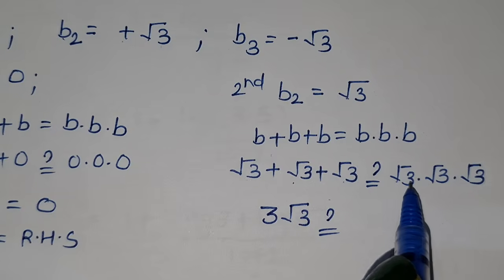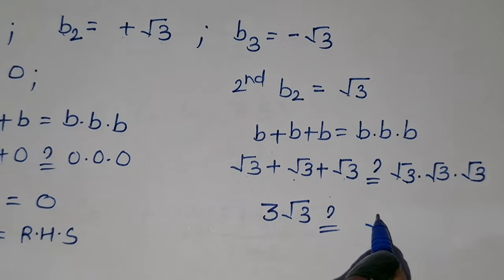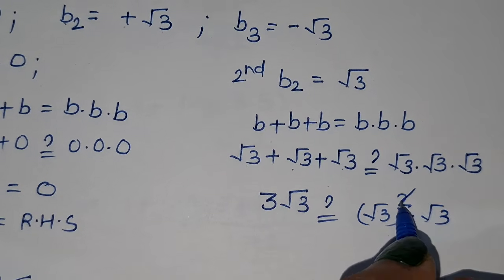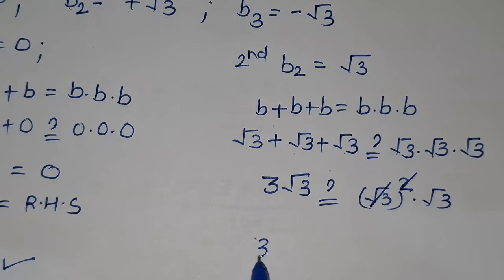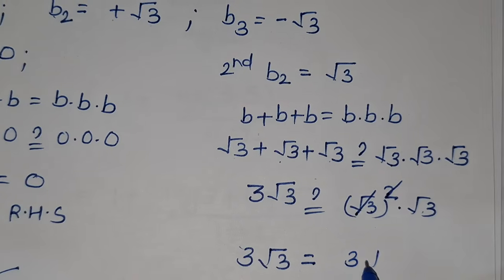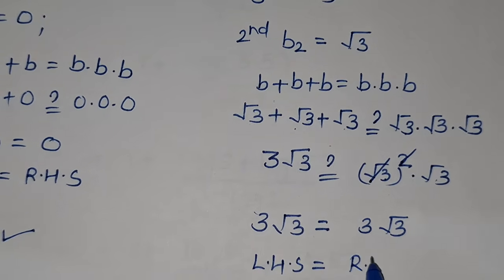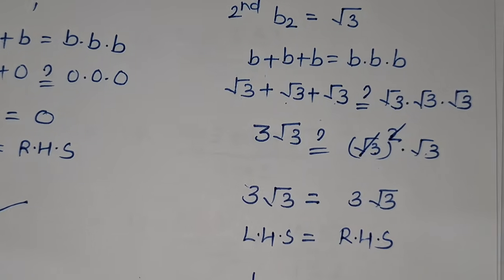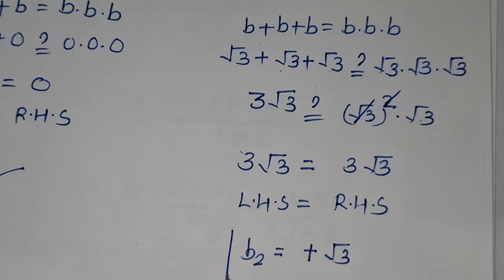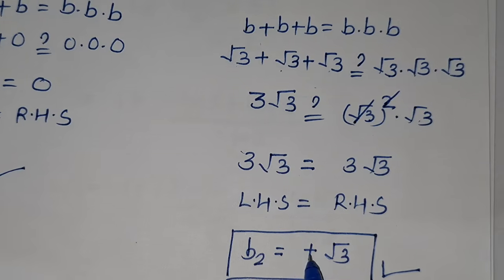And here, square root of 3 times square root of 3 times square root of 3: square root of 3 times square root of 3 becomes square root of 3 whole square, times square root of 3. Now the square is cancelled with the square root. So we can say 3 square root of 3 is equal to 3 square root of 3. So here also LHS is equal to RHS. So b2 is equal to plus square root of 3 is also a correct solution for this equation. It is verified here. Now we have to verify for minus square root of 3.